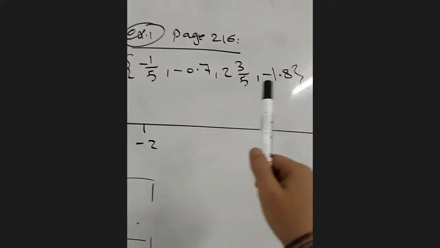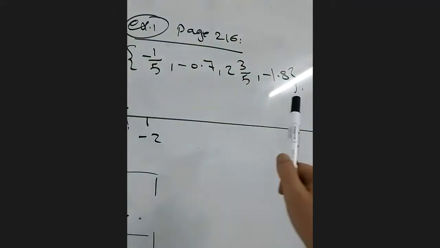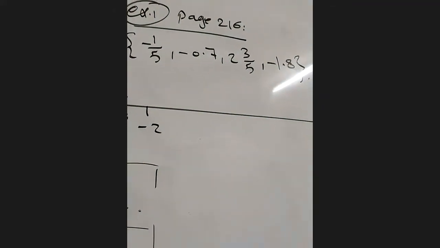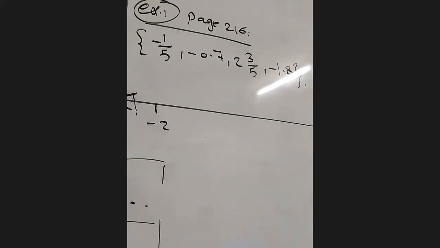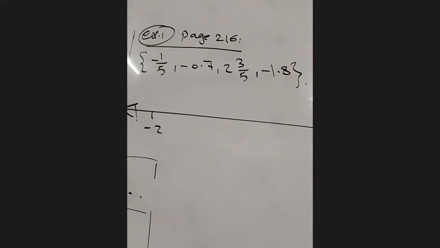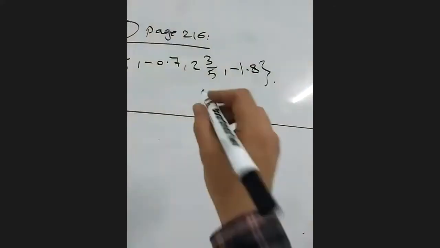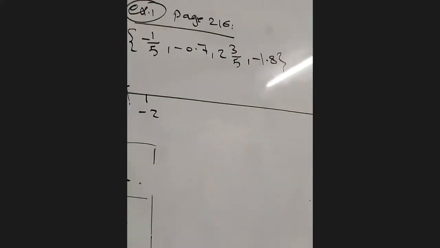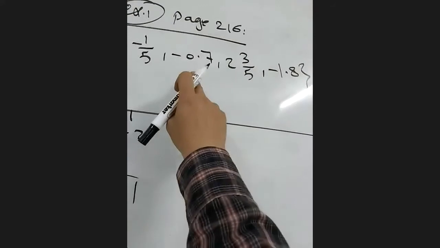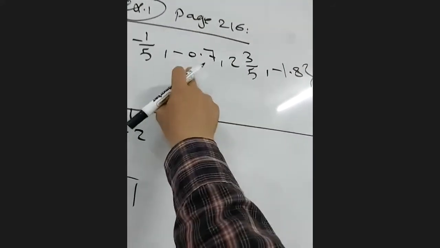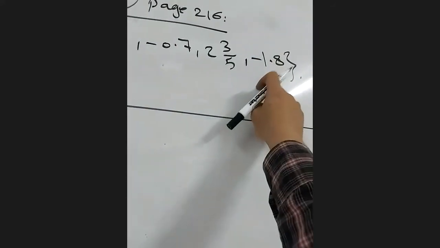As decimals means I want all of these numbers to be what, guys? Decimals. It will be helpful because sometimes it's difficult to know where is 1 over 5 exactly, where is 0.7 exactly, where is this number exactly. So what I'll do now, this one is ready as decimal. This one is ready as decimal.